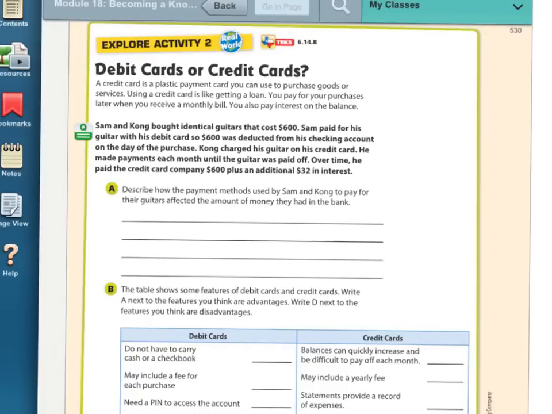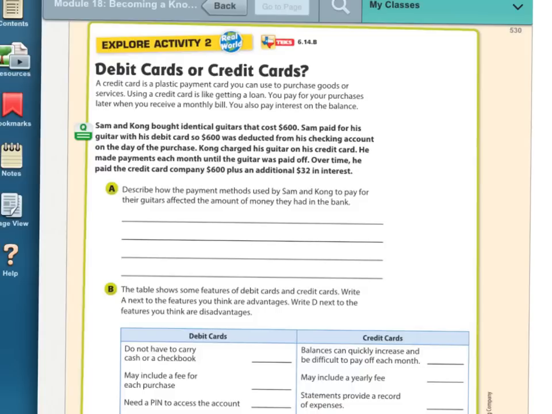So it says a credit card is a plastic payment card you can use to purchase goods or services. Using a credit card is like getting a loan. You pay for your purchases later when you receive a monthly bill. You also pay interest on the balance. A lot of companies, when they give you their credit card, when you sign up for it and you qualify for it, they tell you that you don't have any interest for like a year or 8 months or something. And that means that they don't charge you extra for that amount of time.